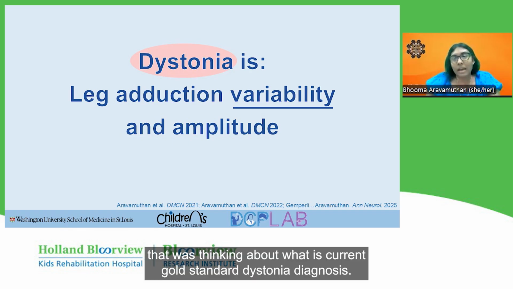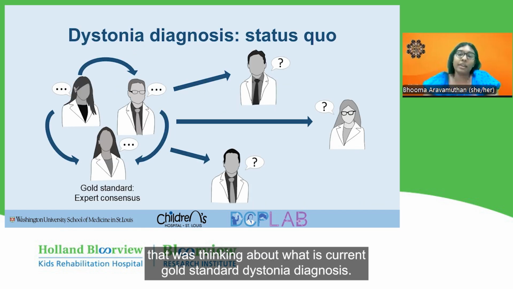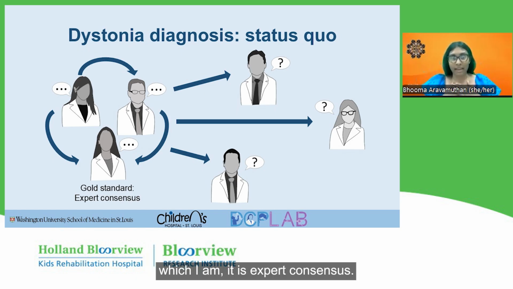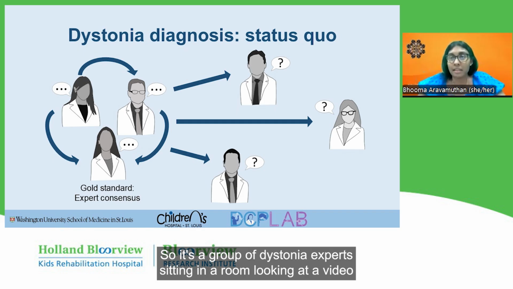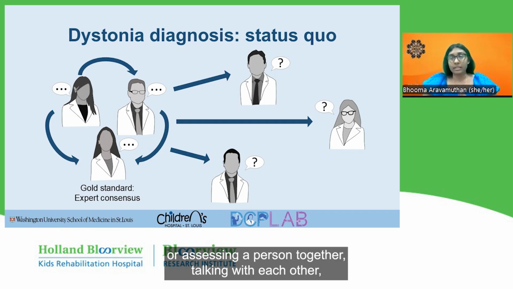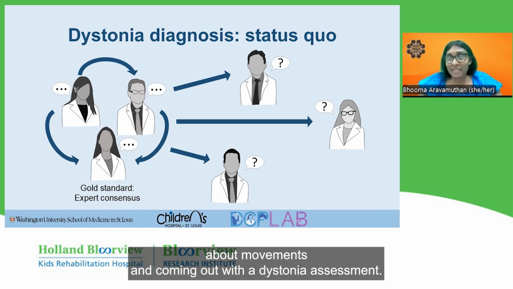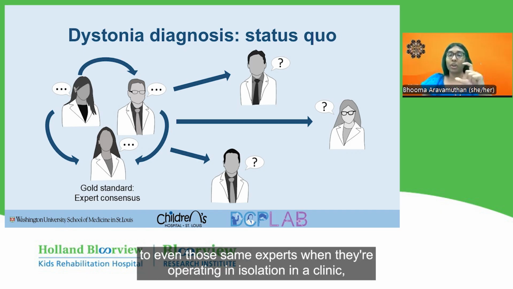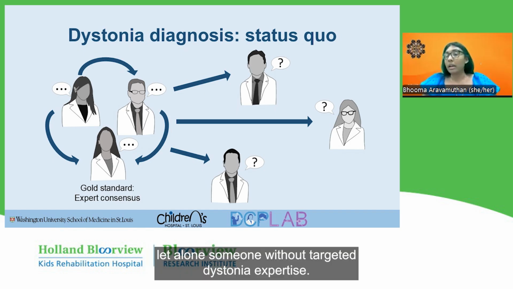So how we went about that was thinking about what is the current gold standard dystonia diagnosis. And if you were to ask a pediatric movement disorders physician, which I am, it is expert consensus. So it's a group of dystonia experts sitting in a room, looking at a video or assessing a person together, talking with each other, talking about their feelings about movements, and coming out with a dystonia assessment. But as I've already mentioned to you, this is incredibly difficult to generalize to even those same experts when they're operating in isolation in a clinic, let alone someone without targeted dystonia expertise.